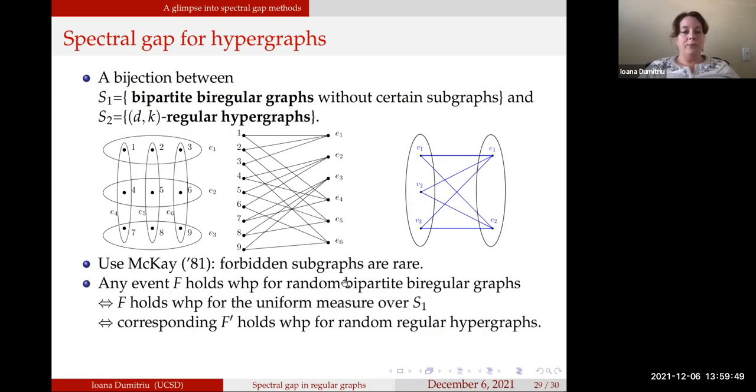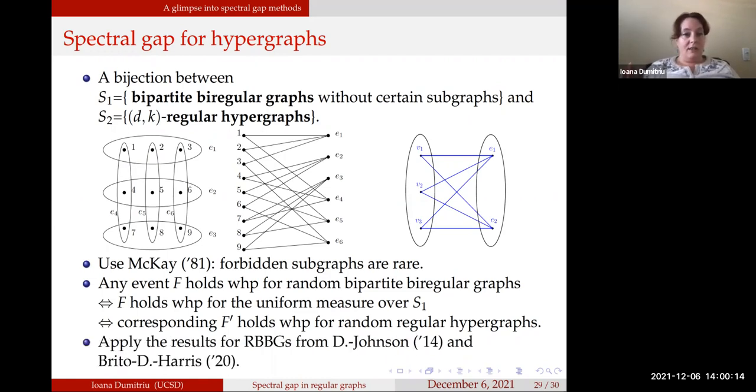So if you look at the uniform measure on bipartite biregular graphs restricted to the subset of not having certain subgraphs, things will be the same as for the entire set. You use the bijection to map that into the uniform measure on DK regular hypergraphs, and then you say, okay, therefore things will hold with high probability there. So this was a very neat thing, which allows us now to apply all the results known for random bipartite biregular graphs to DK regular hypergraphs.